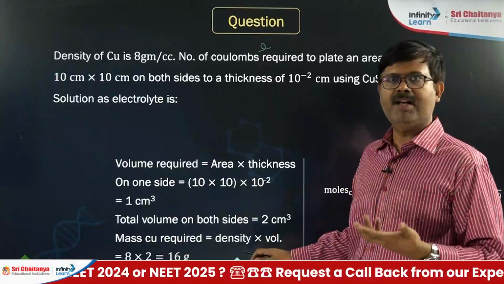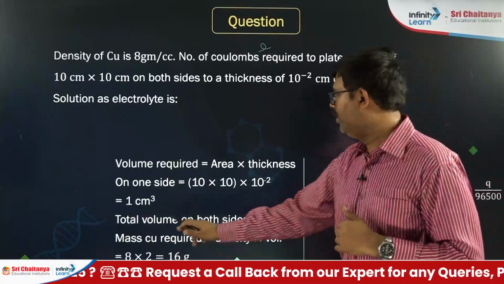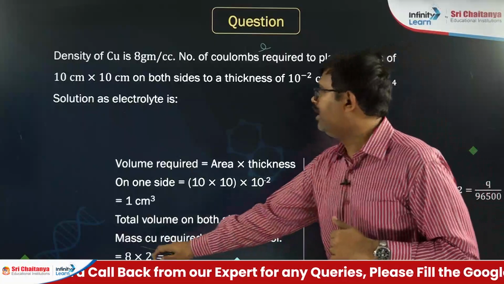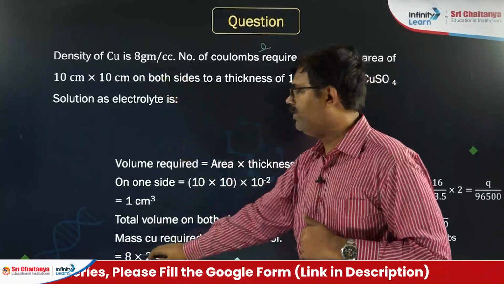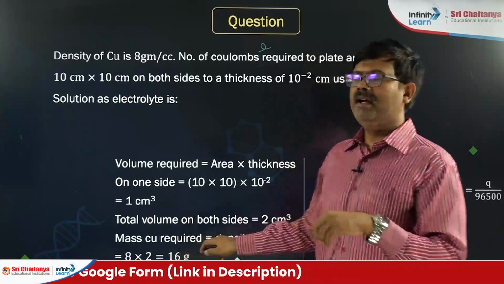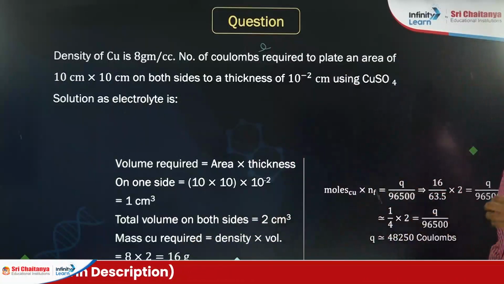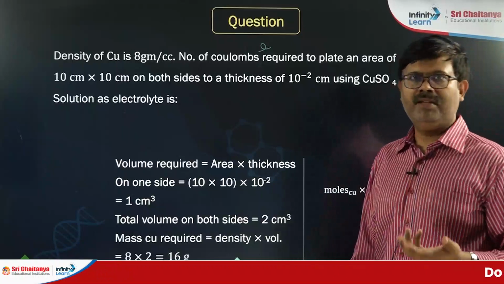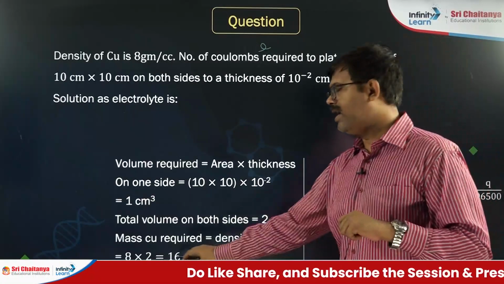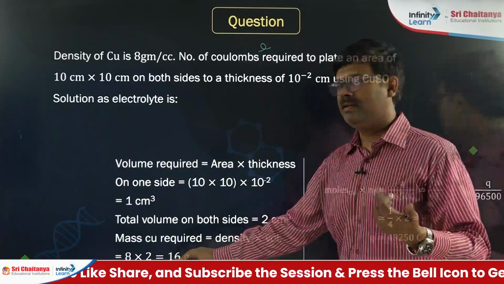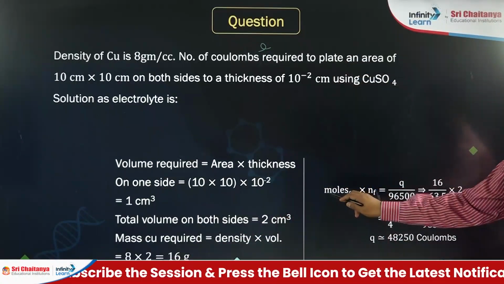Now the mass of copper required is density into volume. Density is mass by volume, so density into volume, and the volume is 2 and the density is given as 8 gram per cc. So multiply with that, you will get the mass. And the molar mass of copper is important to remember. Sometimes they may not give it in the question. The molar mass of copper is 63.5. So mass by molar mass will give you moles. So let's apply this formula now.